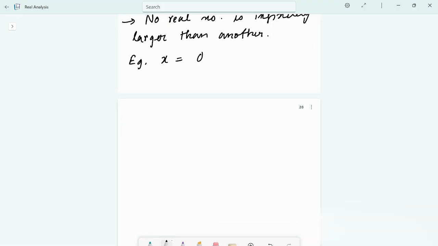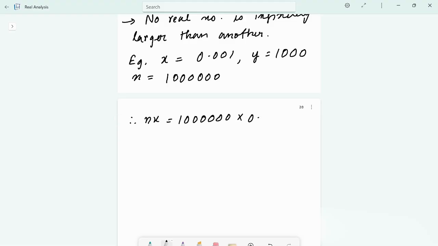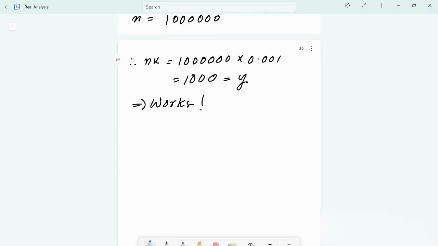Okay? Let's take an example. Let's say x is 0.001 and y is 1000. Then if we take n as 1 followed by 6 zeros, what is nx? nx is 1000, which is equal to y. Then voila, it works. So this proves our Archimedean property.